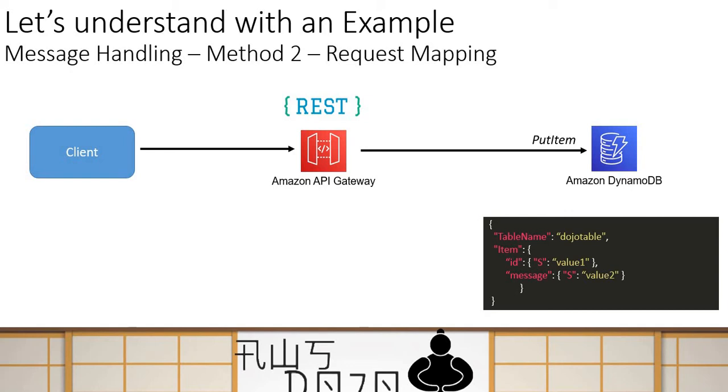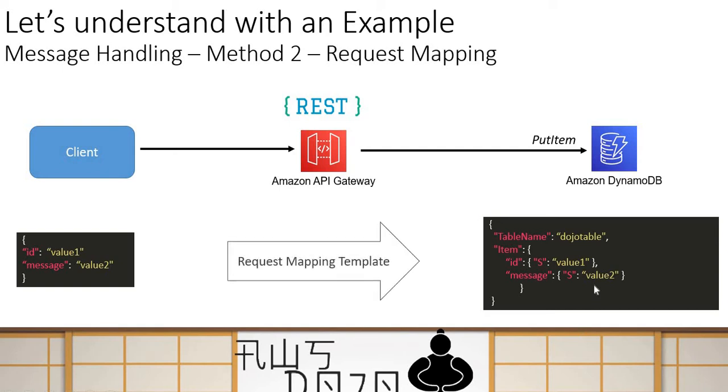What this request mapping method does is that in this case, the client will pass only the minimum information required. Like in this case, it is going to pass simply ID as value 1 and message as value 2. That's it. It's not going to pass anything else. But this information is not complete, because this is what the client is passing, and this is what PutItem is expecting. So what we need to do is somehow translate this message into this message, because this message is okay, good enough.